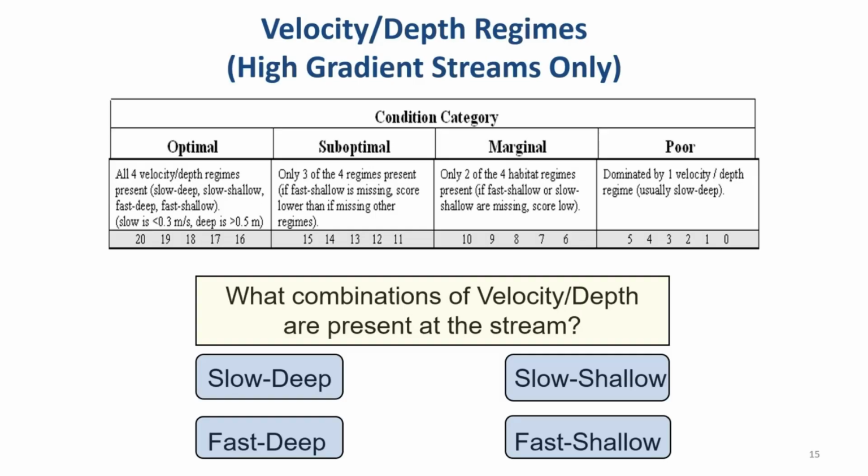If you have all that diversity, if you have all 4 of those, then you would be up in the optimal section. But if you only have 3 of the 4, you would be down in the suboptimal. And if the fast shallow is missing, you would score it with a lower score, maybe the 11 or 12. But if you do have fast shallow and something else is missing, then you could give it a better score, like 14 or 15.